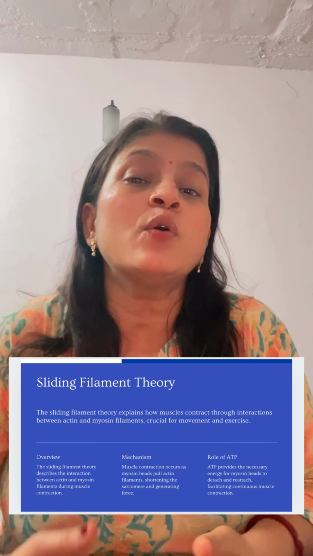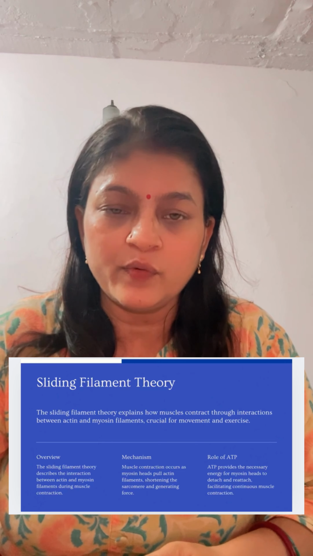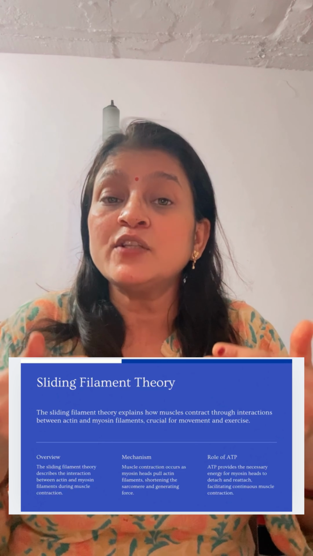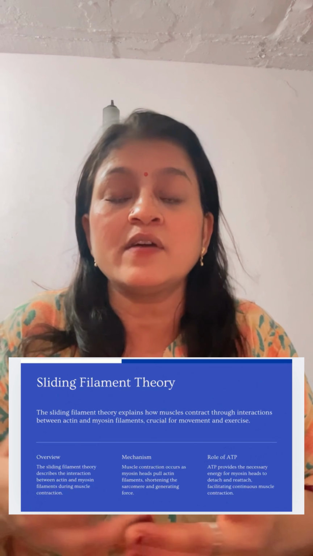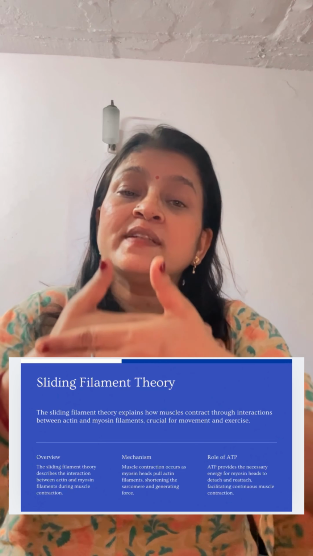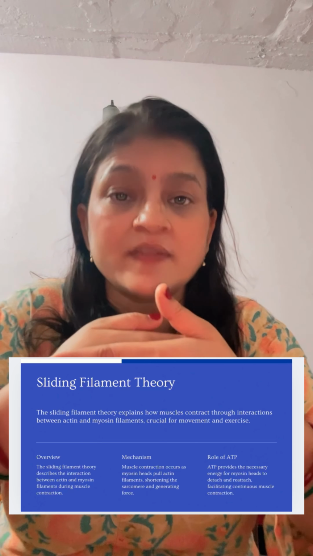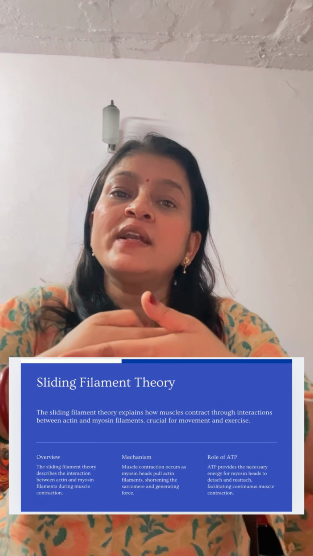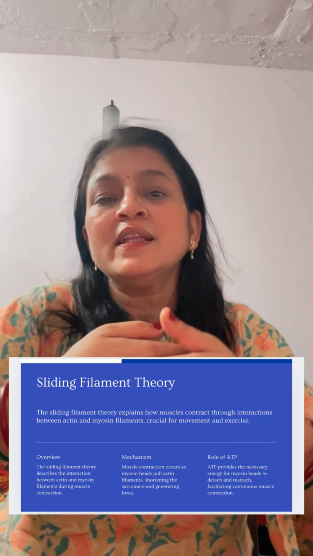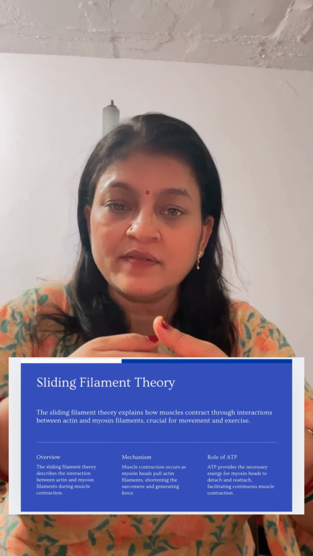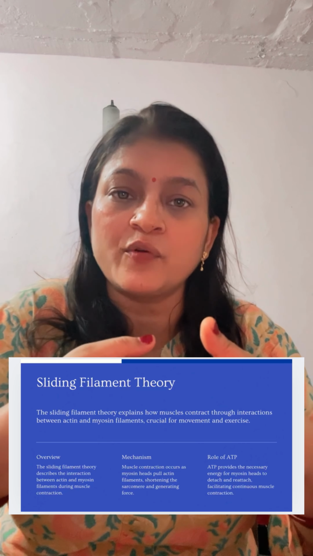This particular theory was given by Hanson and Huxley in 1954. There are two main protein filaments working in your body when we talk about contraction. One is myosin and the other is actin. One is a thick filament, the other is a thin filament. During contraction, the myosin slides over the thin actin filament and they pull towards the center of the sarcomere. This shortens the length of the muscle, and in this way the contraction takes place. For this purpose, ATP provides the energy.